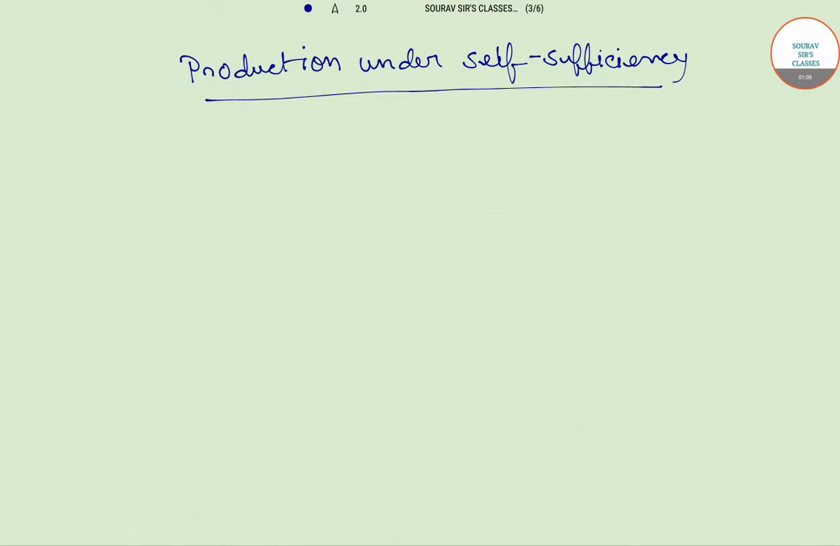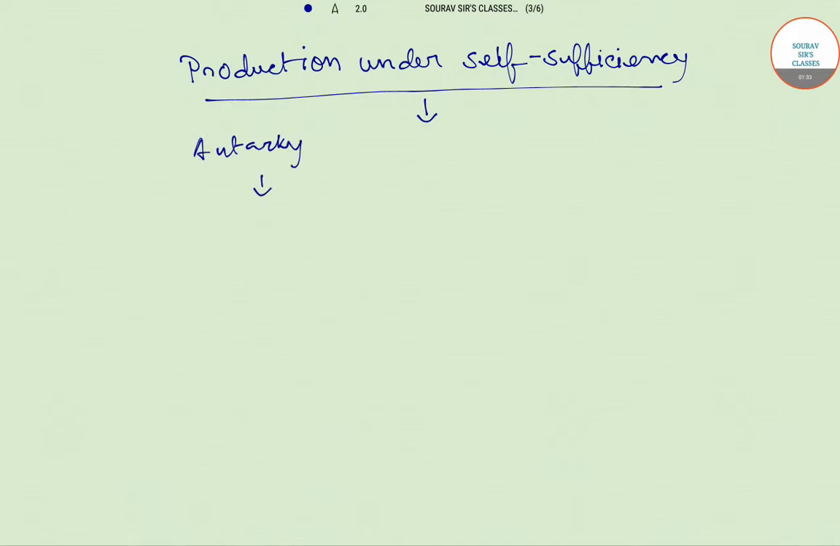Since opportunity cost equals the ratio of unit labor requirement in cloth and wine, under self-sufficiency the relative prices of the two goods are equal to their relative labor requirement. So this is how prices are determined under self-sufficiency, which is also known as autarky.